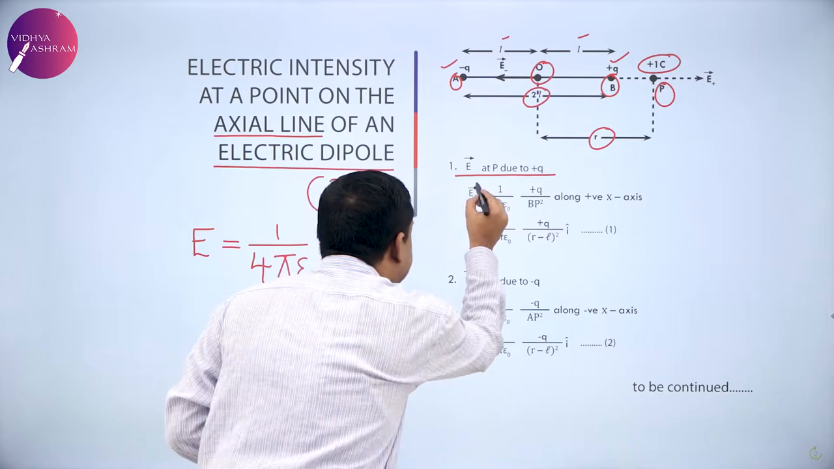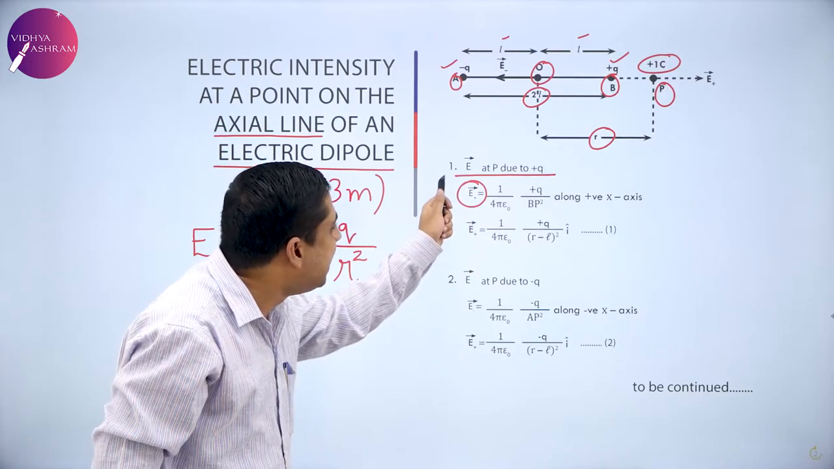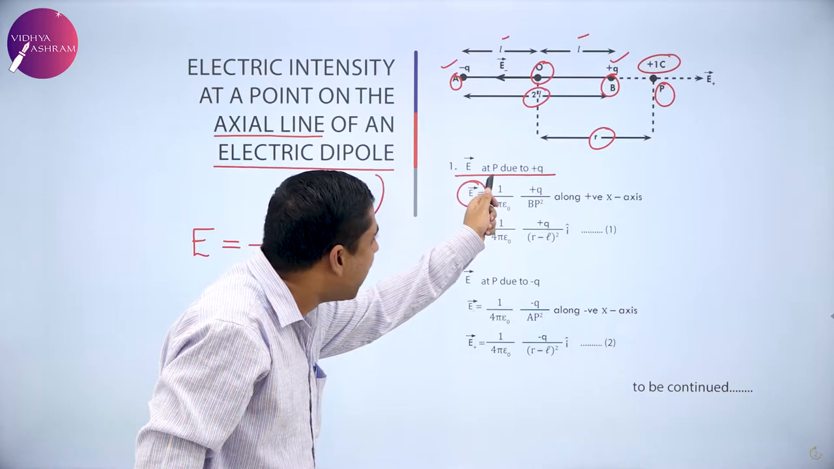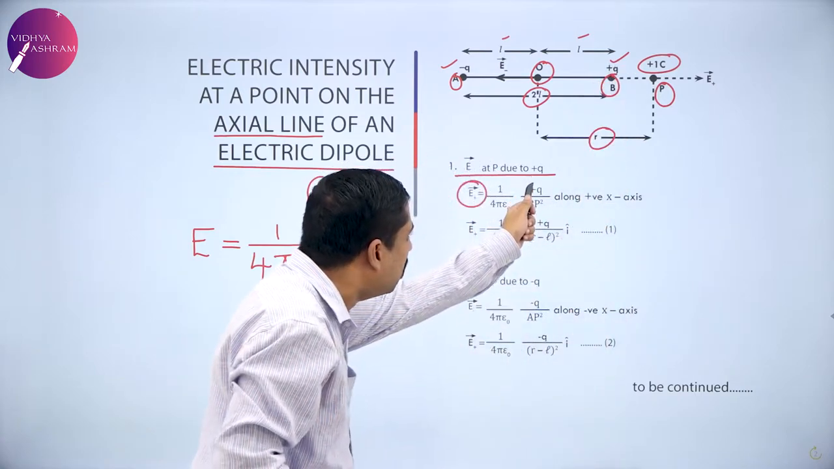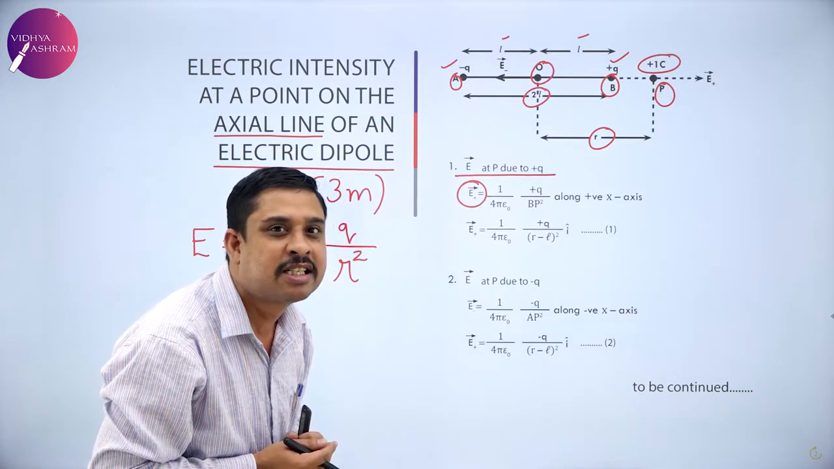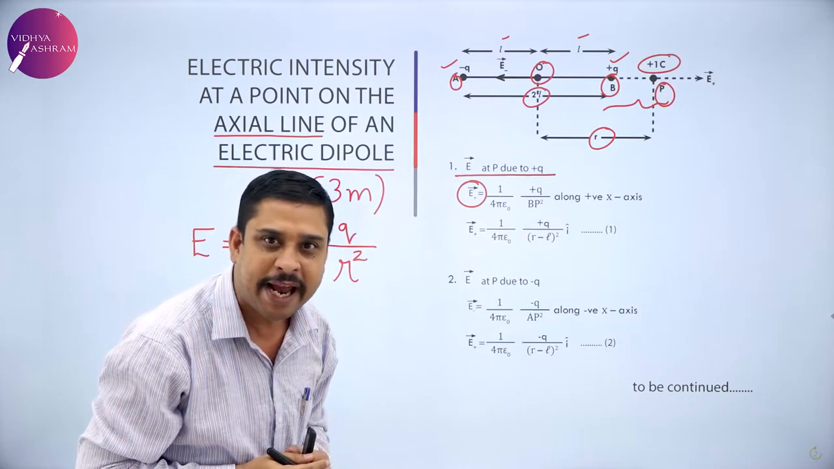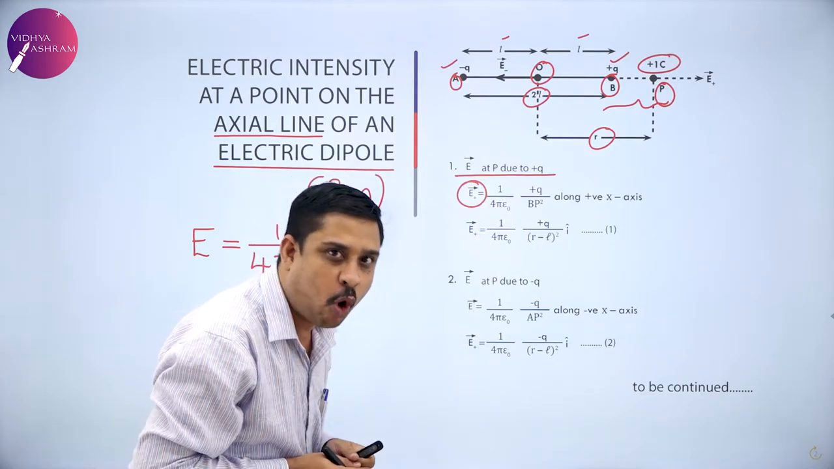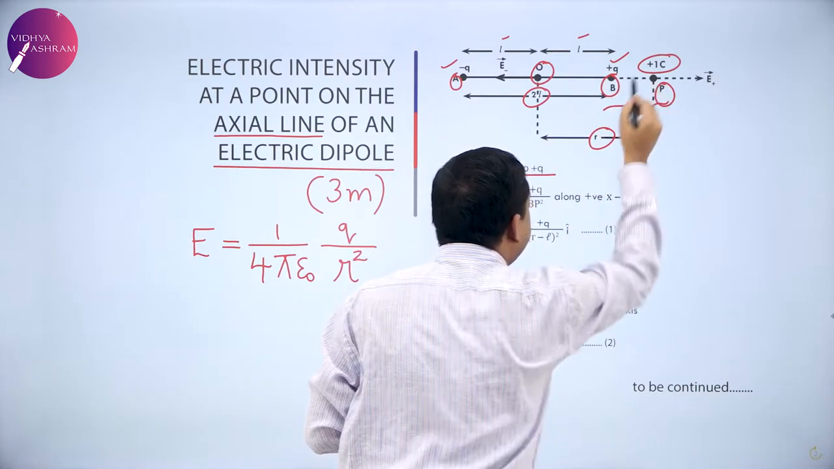So E plus is the intensity due to the positive charge, the charge plus Q. What is the expression? 1 by 4 pi epsilon naught, which is the source charge, plus Q, divided by the distance between the source charge and the test charge, that is BP square. So distance square is BP square.